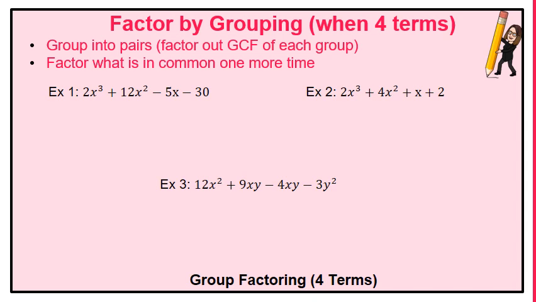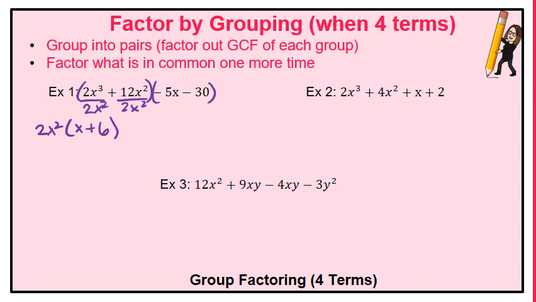So on this first example, if I group first 2, last 2, then I think of the GCF of the first 2. I can take a 2 out, and I could take an x squared out. So I have a 2x squared. If I divide that out, I end up with an x plus 6. Okay, so that's what I get left over when I'm dividing.